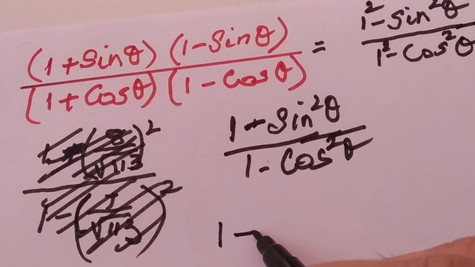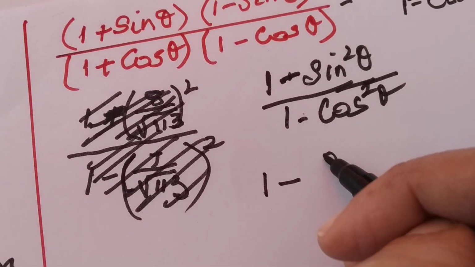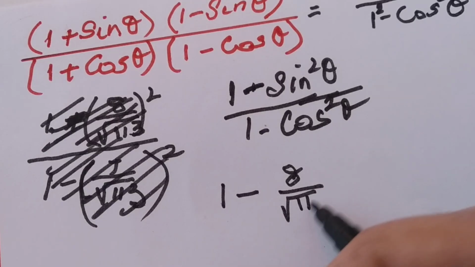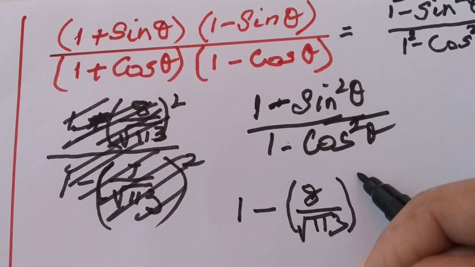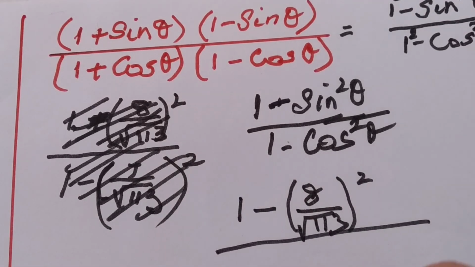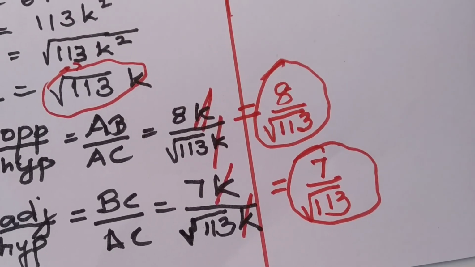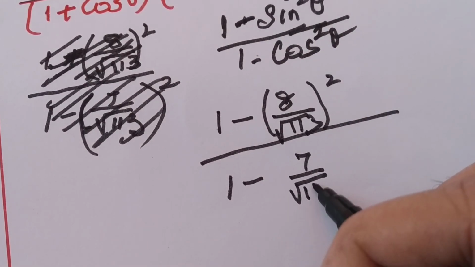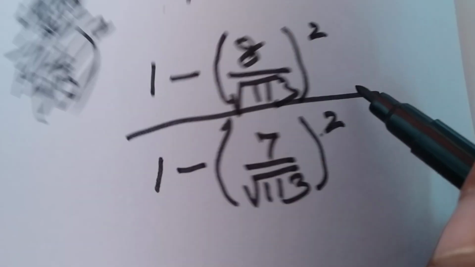So I say 1 minus, what is sine theta? We found out sine theta is 8 by root of 113. So I'm going to write 8 divided by square root of 113. But this is sine squared theta, so I'll have to square this. What is the denominator? The denominator is 1 minus cos squared theta. What is cos theta? Cos theta is 7 by root of 113. So this is 7 divided by square root of 113. But then this is not cos theta, this is cos squared theta. So hence I square.